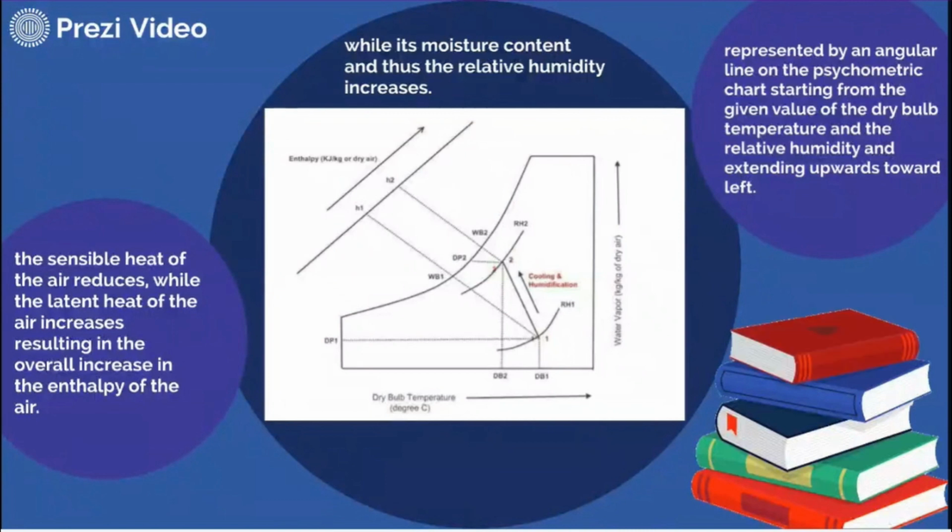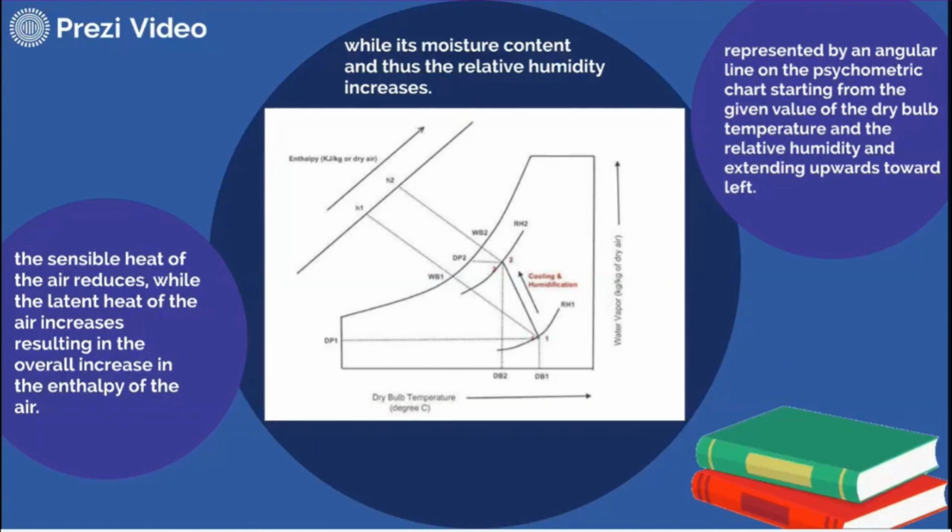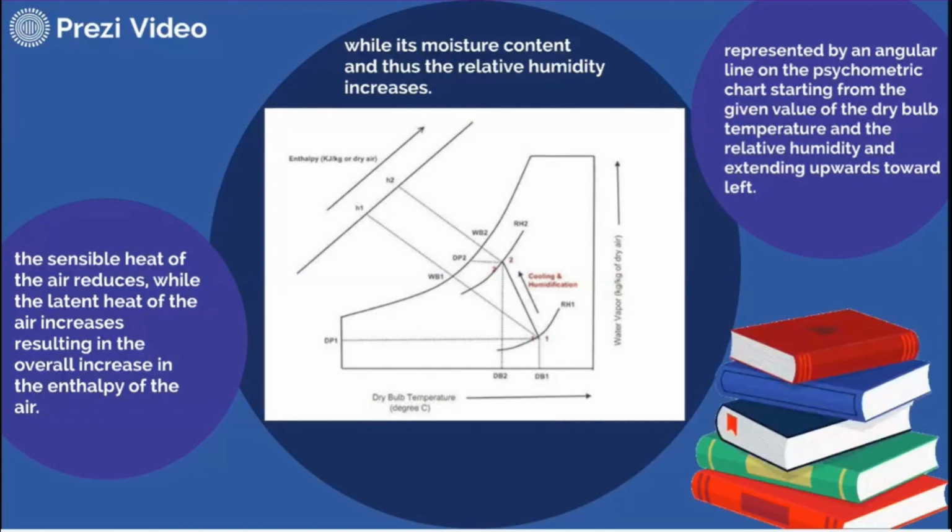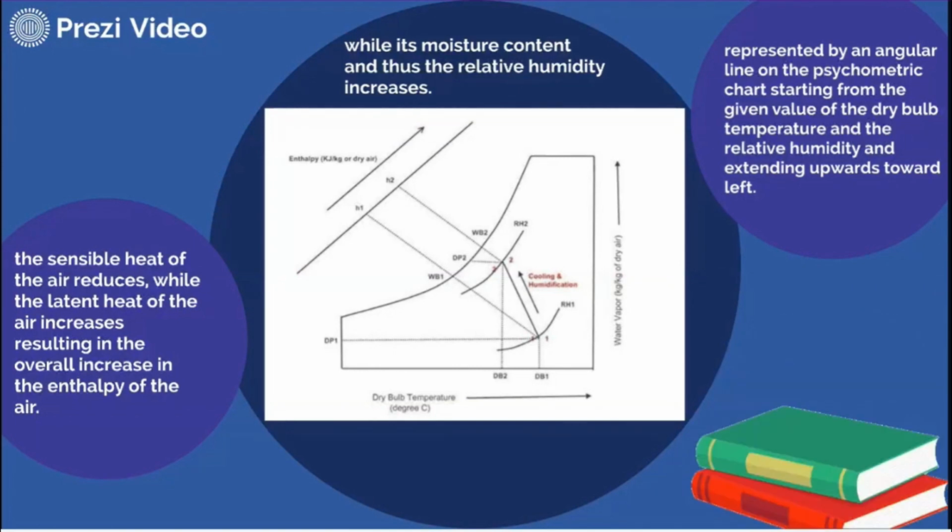During the cooling and humidification process, the dry bulb temperature of the air reduces, its wet bulb and dew point temperature increase, while its moisture content and relative humidity also increase. The sensible heat of the air reduces, the latent heat of the air increases, resulting in an overall increase in the enthalpy of the air. The process is represented by an angular line on the psychrometric chart, starting from the given value of the dry bulb temperature and relative humidity, and extending upward toward the left.